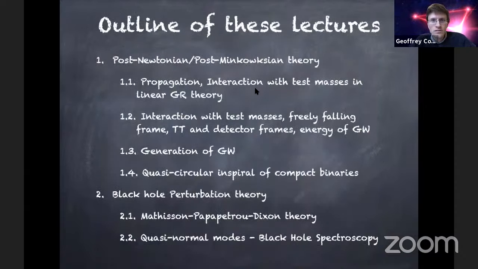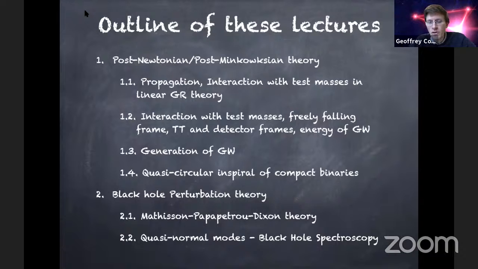So here's the outline of the lectures. We will discuss mainly the post-Newtonian, post-Minkowskian theory. I will start with propagation and interaction with test masses in linear GR theory. And then I will talk about the freely falling frame, TT and detector frames, and energy of gravitational waves. Then the generation of gravitational waves, and we will go to the example of the quasi-circular inspiral of compact binaries. So that will be already enough for today and tomorrow. And if we have time, then on Thursday, we will go to black hole perturbation theory.